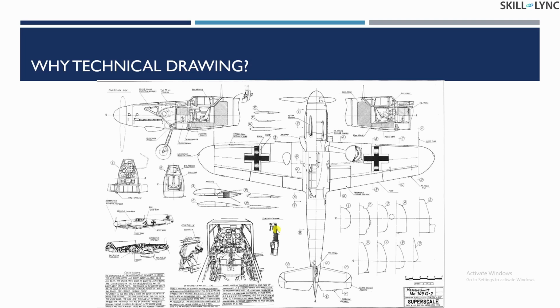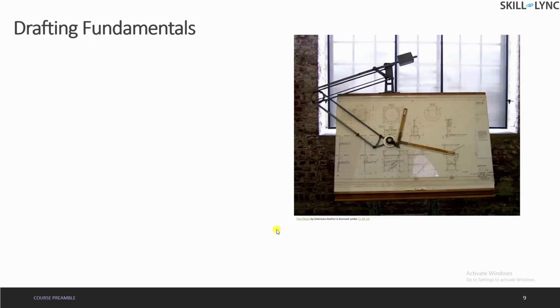You have the gunner area, you have the propeller area, and also there's detailing on how your profile section varies at different locations and how your instrument clusters are positioned, all those things. So a technical drawing helps you to understand how to put things together. So now let's look into drafting fundamentals.